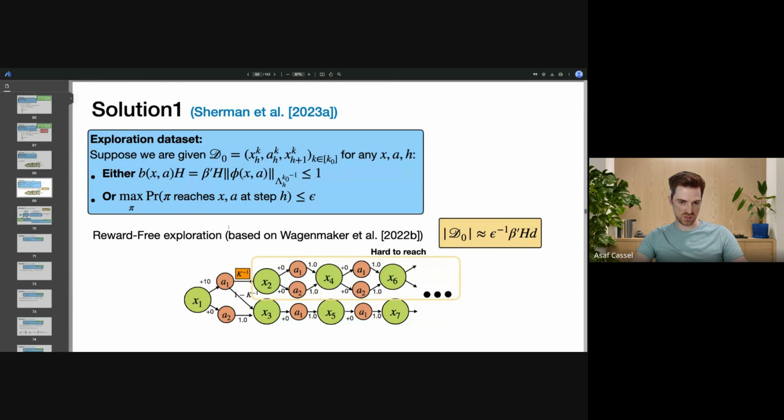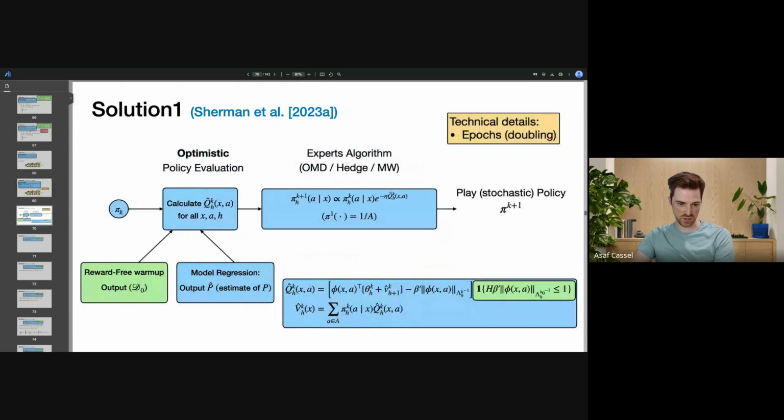And actually what they show is that they can use a reward-free exploration method, which is based on an algorithm by Wagenmaker et al., and exactly obtain this kind of exploration data set. Now that you have this exploration data set, their algorithm looks like the following. First, they do this reward-free warm-up, then the model estimation as usual, and they augment the optimistic value estimation, or optimistic policy evaluation, by doing this kind of indicator clipping of the Q function.